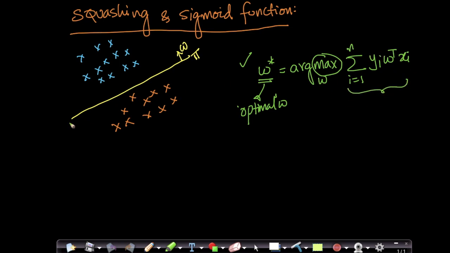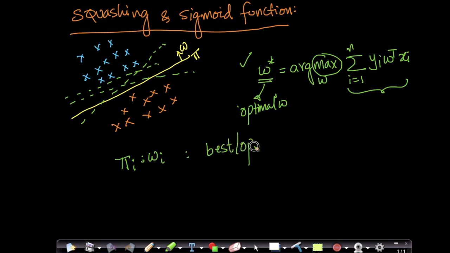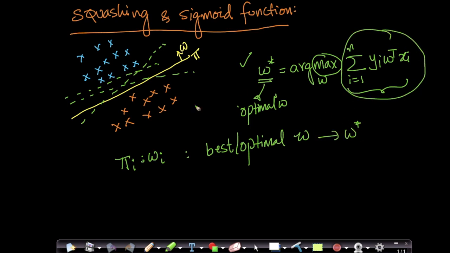Remember, this is one plane pi. There are many such planes that can separate the points. There might be one plane that is like this. There are many planes, and for each plane pi i, there is a corresponding Wi. Our objective is to find the best or the optimal W, which we are calling W star, which maximizes this. So that's what we're trying to do. For every plane, there is a unique W, if you think about it that way.